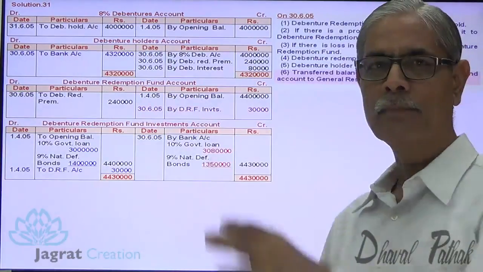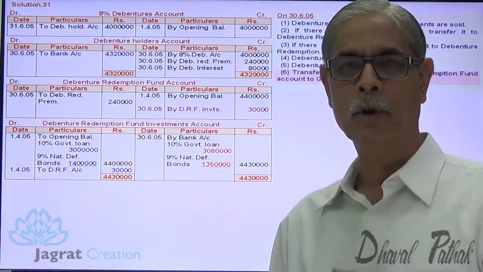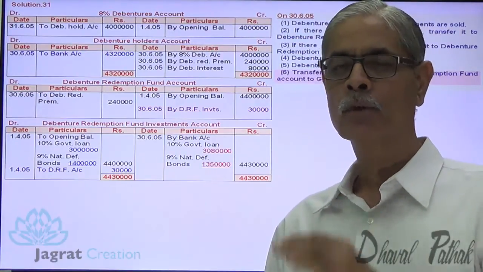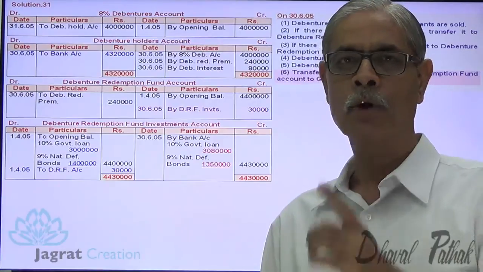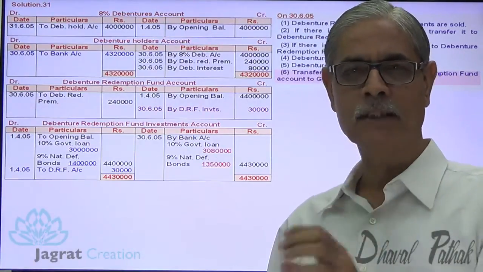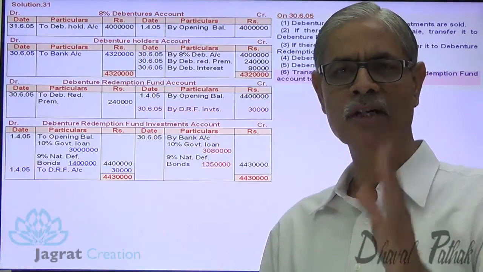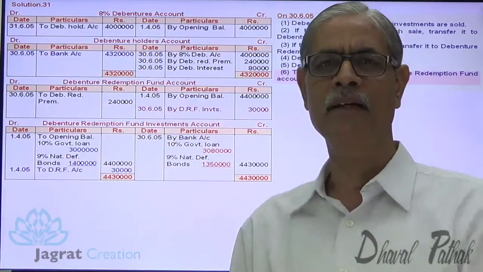Now balance of redemption fund is to be transferred to general reserve. This was a profit appropriation for redemption of debentures. Now debentures are already redeemed. Redemption of debenture has taken place out of profit. So whatever the profit accumulated for debenture redemption gets transferred to general reserve after debentures being redeemed. Notice it.